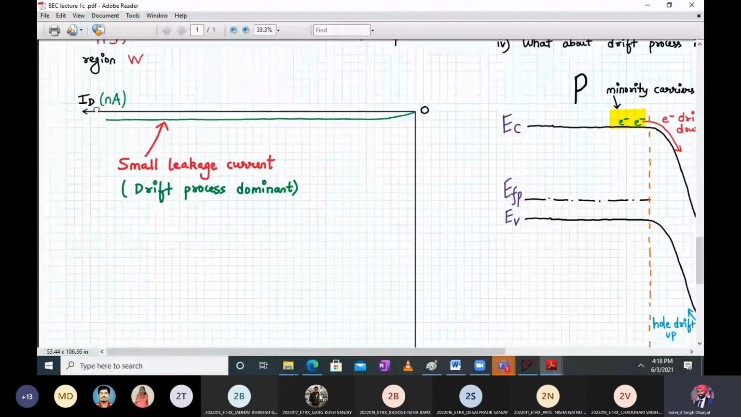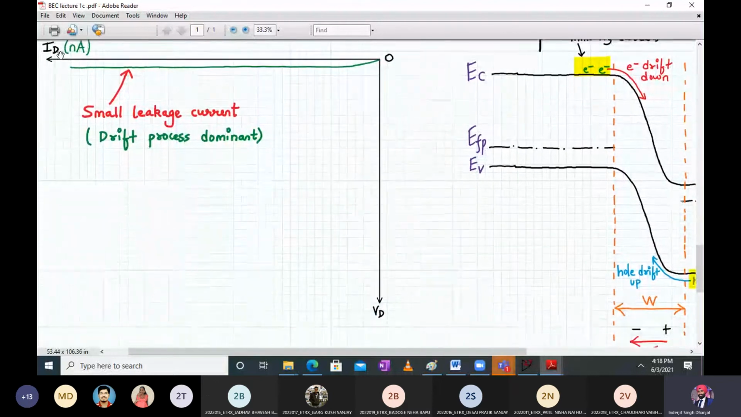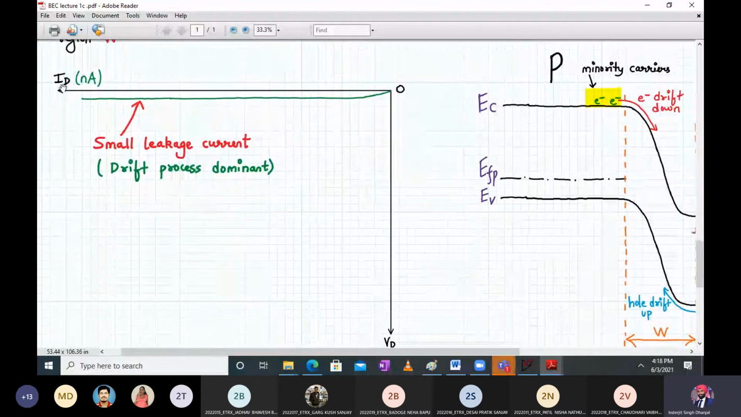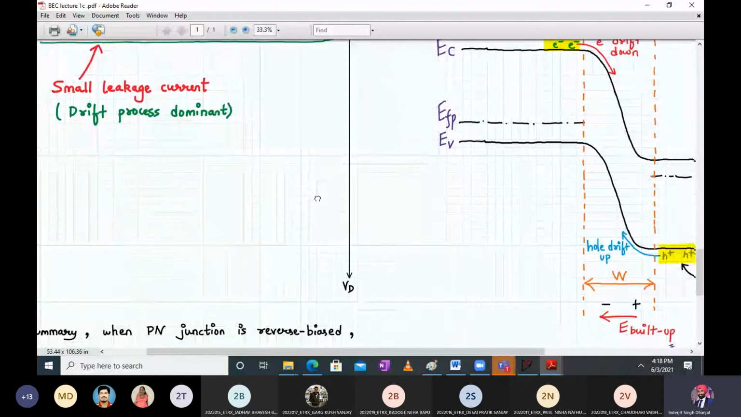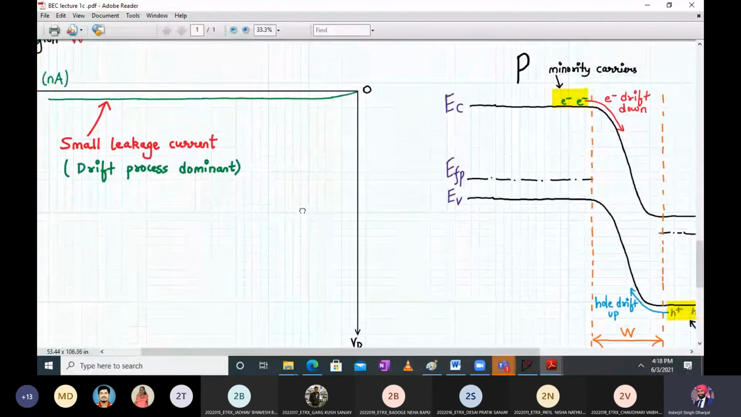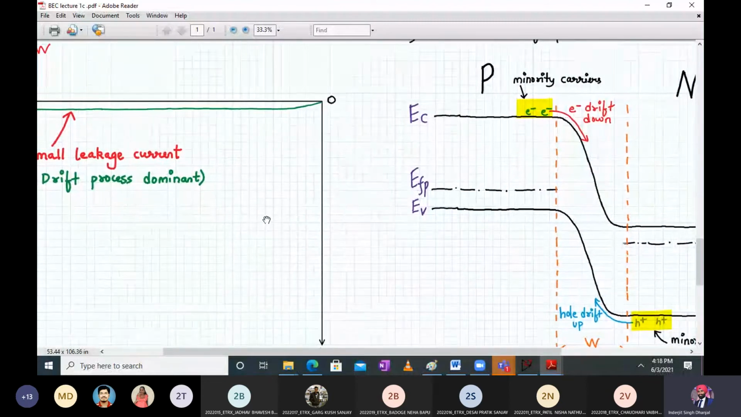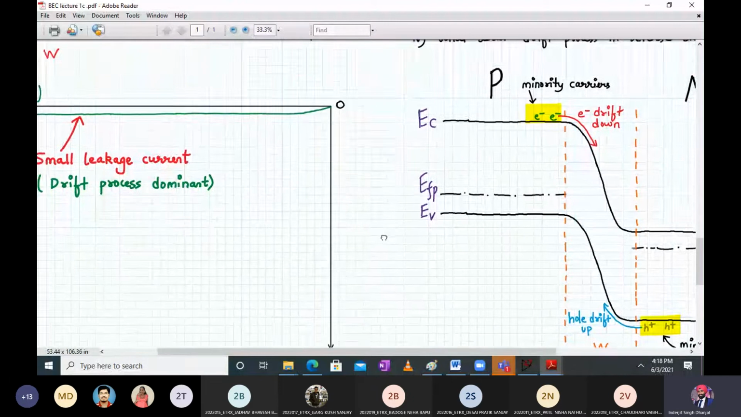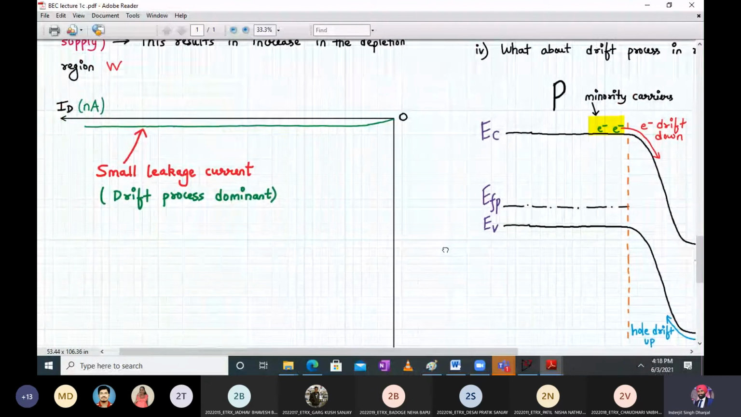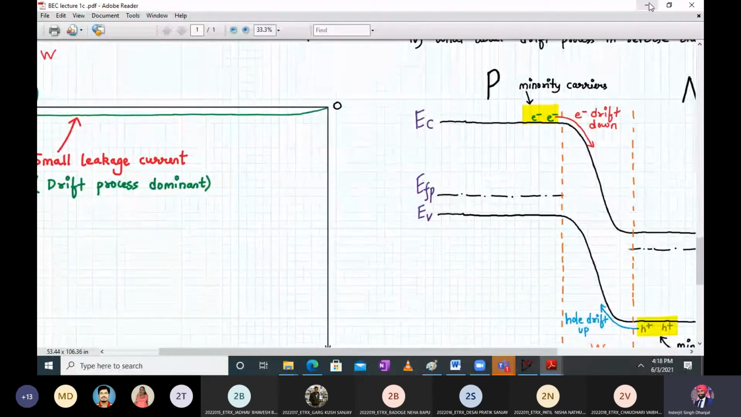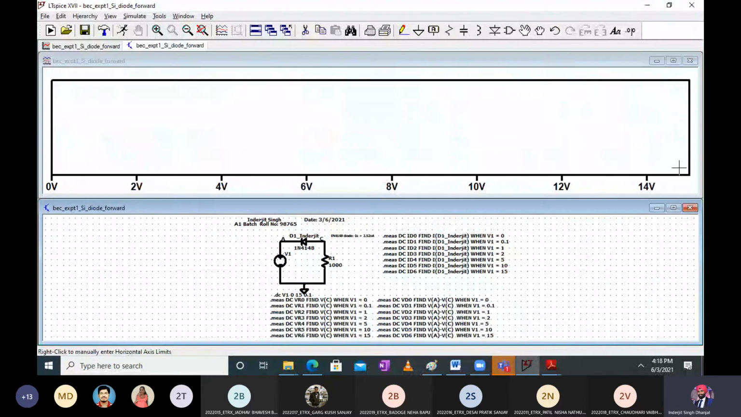Actually, this is not correct. The axes are swapped. It should be VD over here and ID over here. By mistake, I have run it incorrectly. So on the y-axis your ID will come, and on the x-axis your VD will come. Let me show this now.